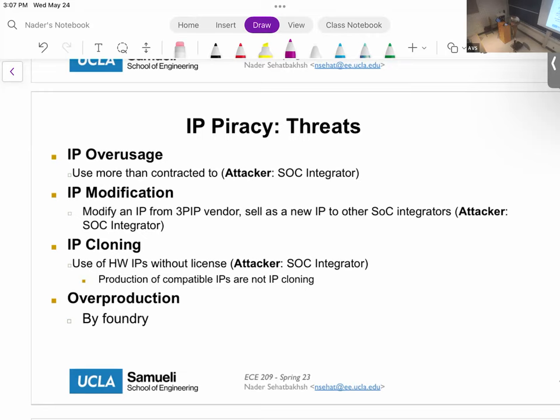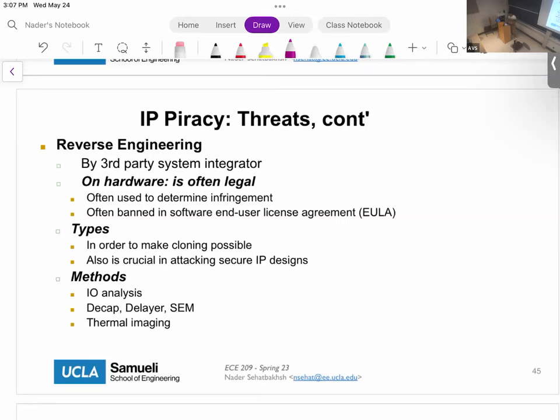Again, on the reverse engineering side, the building of the hardware could be defined based on some regulations. Sometimes it's legal and sometimes it's not. In most cases, it's not legal to overproduce, clone, or reverse engineer. So typically there are some laws and rules that help with that. And again, the relationship between the companies can help protect your system from being attacked.